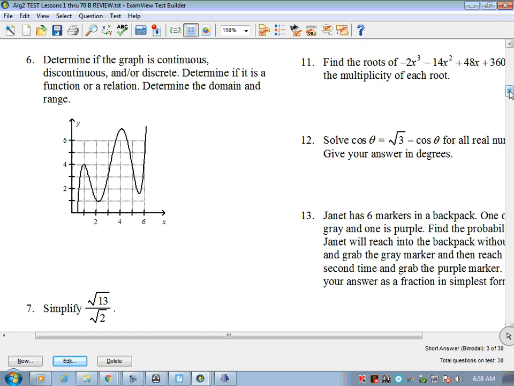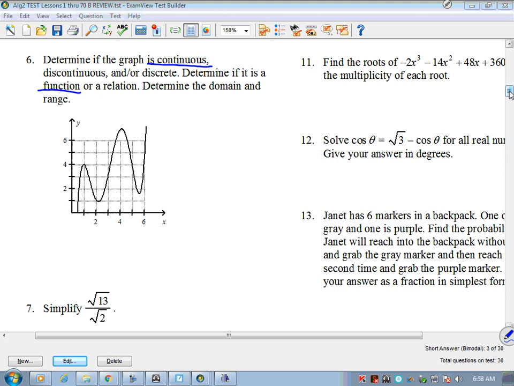Is the graph continuous, discontinuous, and or discrete? Determine if it's a function or relation. So we said it's continuous. We noticed that it passes the vertical line test. Even though it looks somewhat vertical in places like here and here, it's not truly vertical. So it is a function. So we can say it is a continuous function.